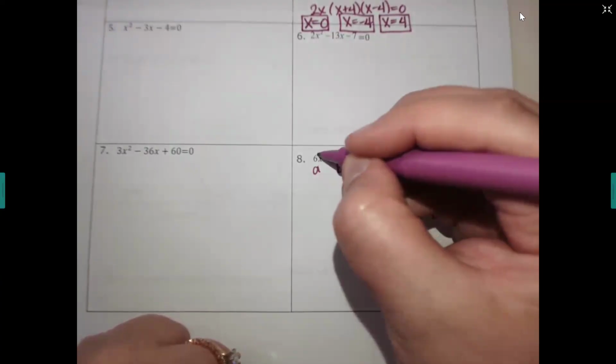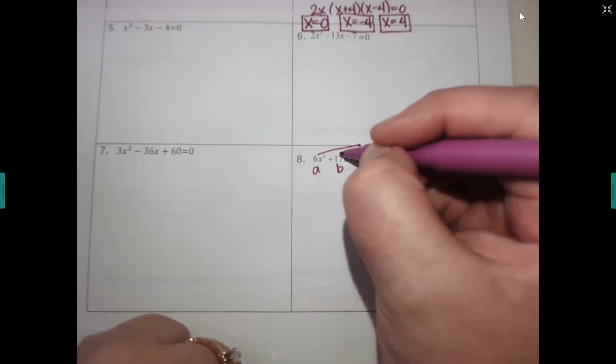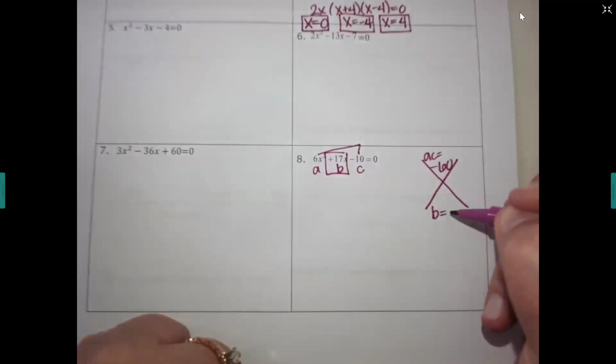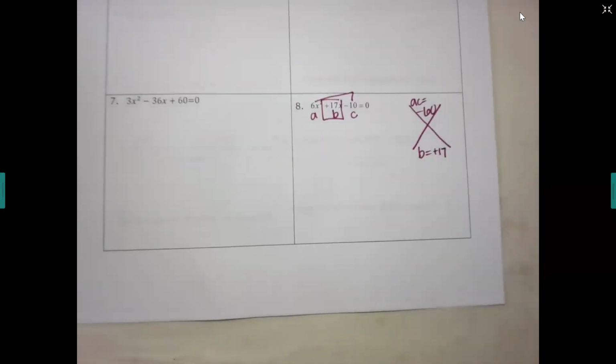AC is A times C. What is 6 times negative 10? Minus 60. And then my B or basement number is 17 in the middle. Okay, now 60 is a bit of a big multiply number. So if you want to get the calculator chart, like I had showed y'all that one day, remember you're going to type 60 divide x.